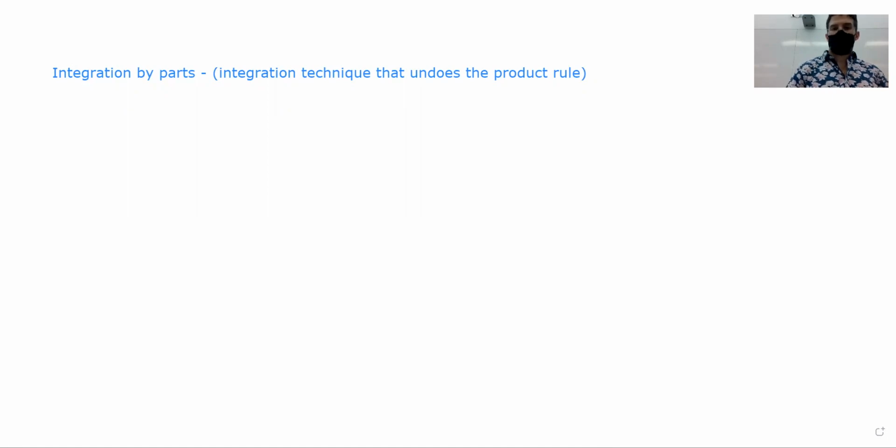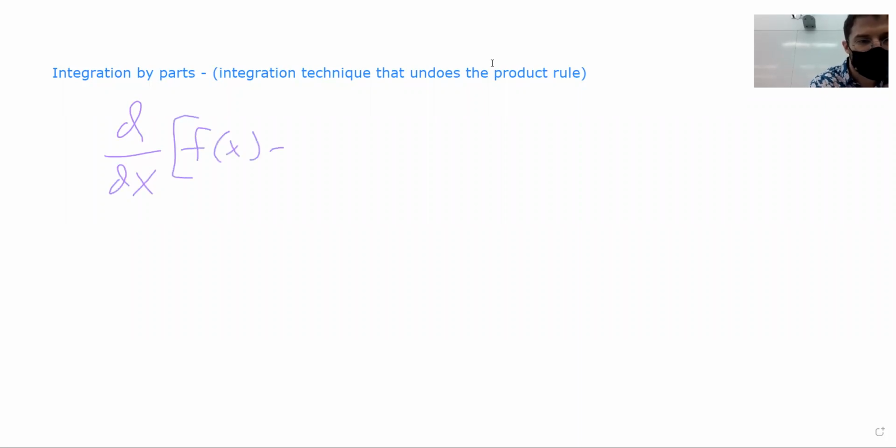So real quick, somebody remind me, how does the product rule work? I'm going to let someone else answer this. So I take the derivative of f of x times g of x. How can I write that in terms of f, g, and their derivatives? Does anybody remember how this works?